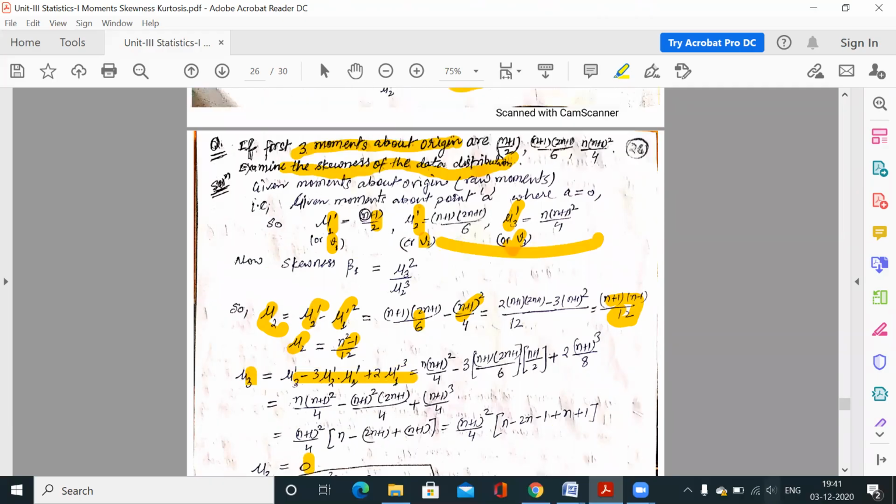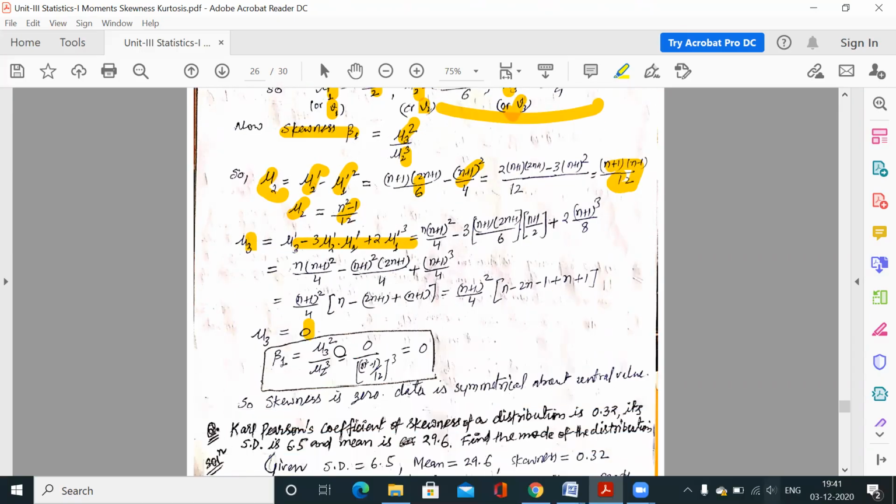So now the skewness, beta 1, is equal to mu3 square by mu2 cube. We need to calculate mu3 and mu2 only. Mu2 is (n square minus 1) by 12, and mu3 is 0. So 0 by something is 0. That means beta 1 is 0, and when beta 1 is 0, we say skewness is 0. It is symmetrical data. So the data is symmetrical about the central value.